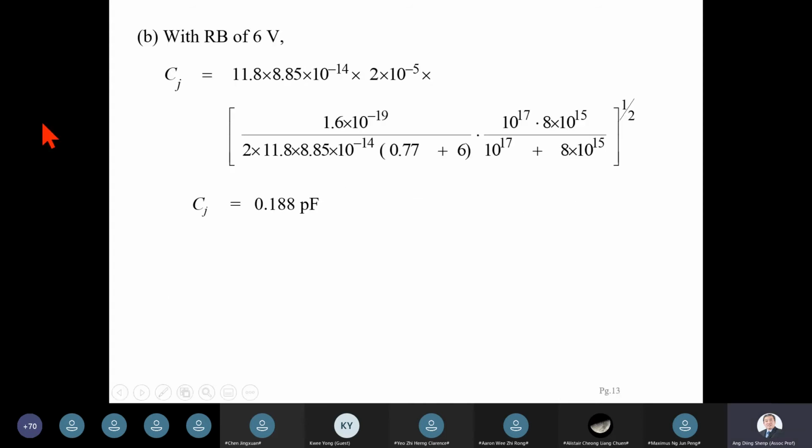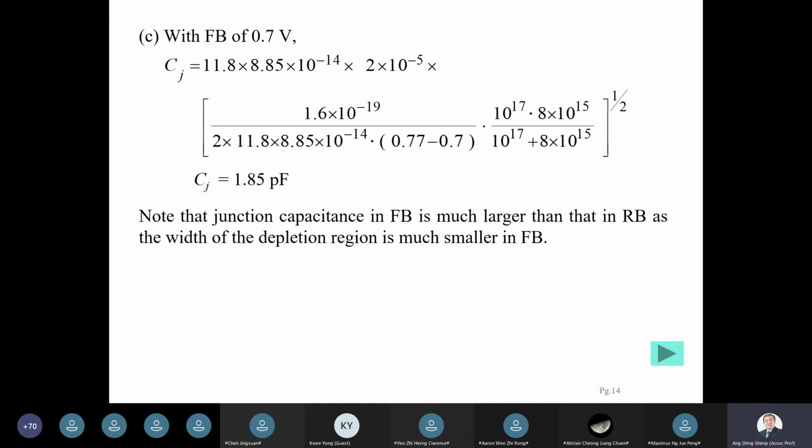Now, what happens when the reverse bias is increased to 6 volts? Recalculate, just increase the value of V from 0 to 6, and you should get this result, which, as expected, is smaller than the value of CJ at 0 volt. The reason is very simple: under reverse bias, the depletion width gets wider. So for a given change in the voltage, the change in the space charge at the edges of the depletion region will be smaller.